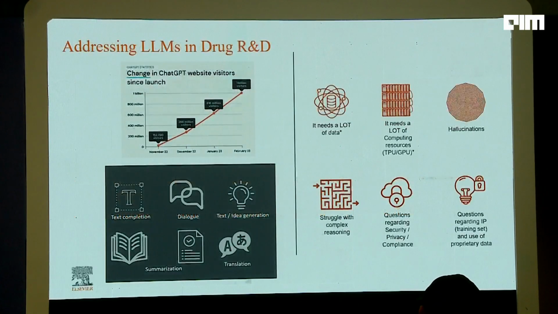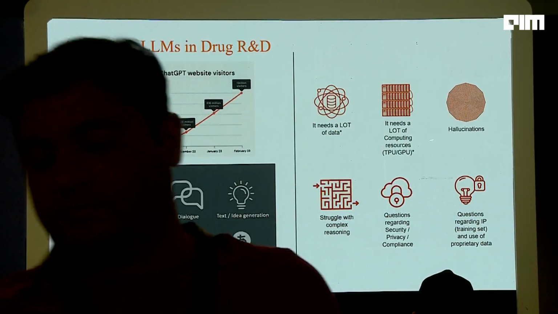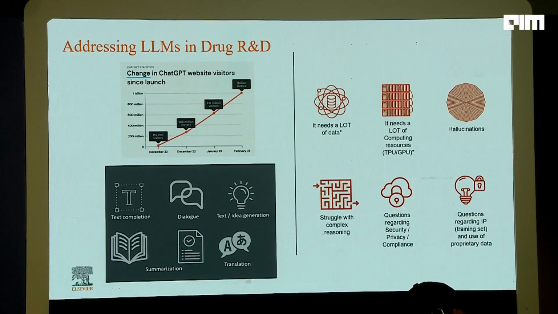To summarize, as Abhinav has already mentioned, in Elsevier we are dealing with the medical and scientific domain. So we can say that even if these models are there, we need to work on a few limitations and aspects: they need a lot of data, a lot of computing resources, and some complex reasoning. We cannot afford hallucination in the models. Our domain is very sensitive to hallucination.